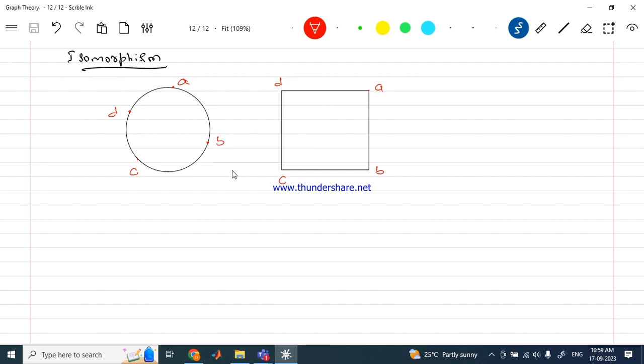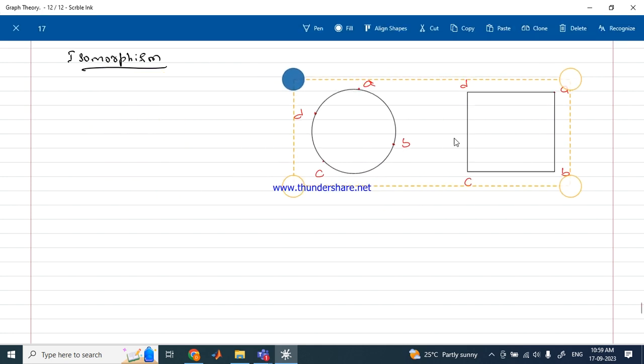When we have simple shapes like this, it's quite easy to identify whether they are same or different. But when these graphs become bigger, with more edges and more vertices, it will be a tough job to identify the difference. In those cases, we will take the help of the definition. And this is what the definition says.